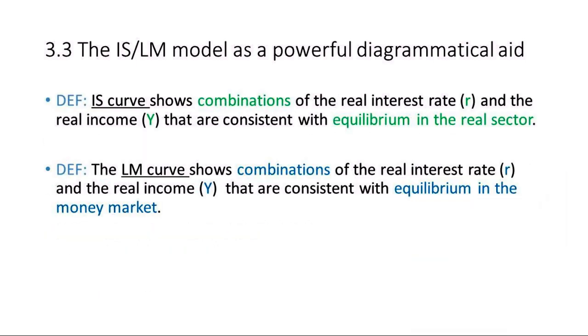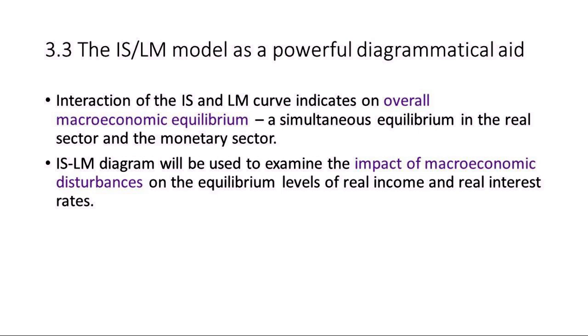So the IS shows all the combinations of interest rates and real income that are consistent with equilibrium in the real sector. So all the points on the IS line represent an equilibrium in the real sector. In the case of the LM, all the points on the LM show the combinations of interest rate and real income that are consistent with equilibrium in the monetary sector. Now, the interaction of the IS and the LM can be a way to analyze the impact of macro disturbances on the economy as a whole, for both the real sector and the monetary sector.